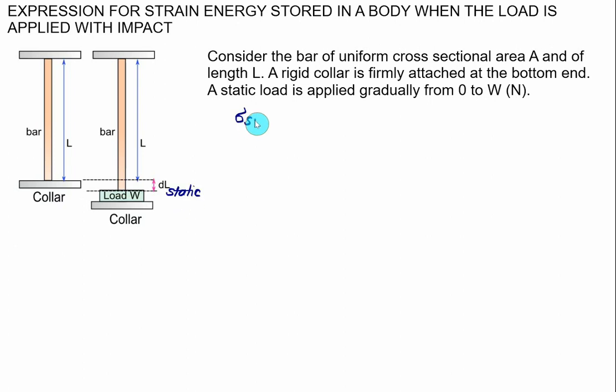Sigma static is equal to W divided by area A. So this one is the static stress produced due to the application of W on the area A, and we have static deformation equal to the load multiplied by length L, divided by area A and Young's modulus E. But we are not interested in the static loading, rather we are interested in the impact loading.